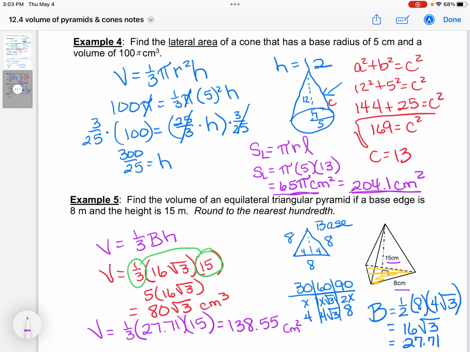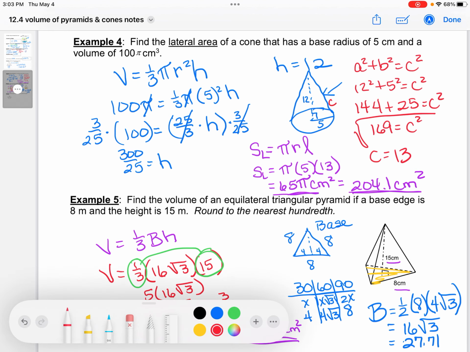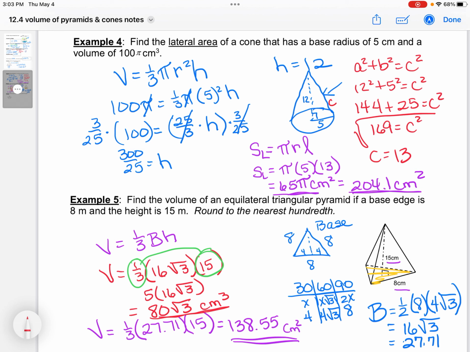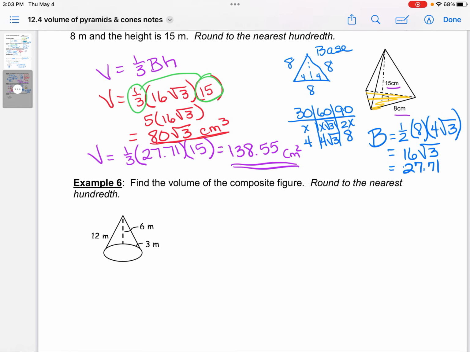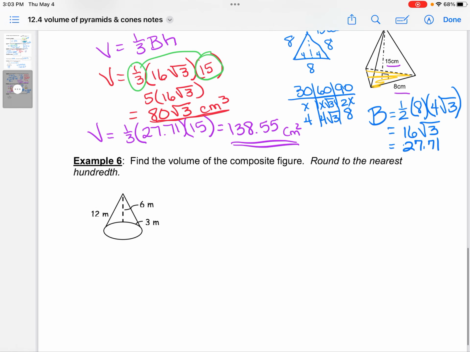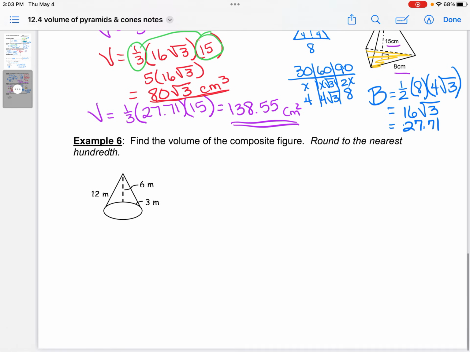And just for fun I'm going to do 80 times the square root of 3. It's 138.56. So close enough. So this answer is fine with me. It's up to your teacher. She might like this answer better, but they're the same. One's a decimal and one's a simplified radical. Okay.